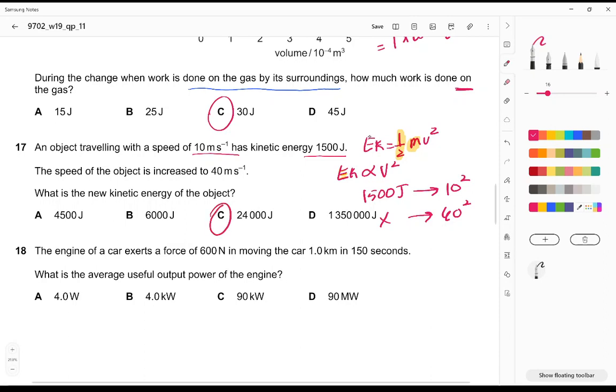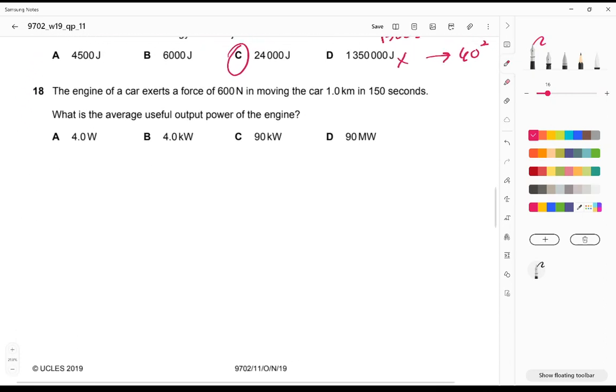Or you can resort to working it the longer way, that is, you first find the mass using the very first statement, and use the same mass to recalculate the kinetic energy again. Or you go for my method, which is way faster than anything else.